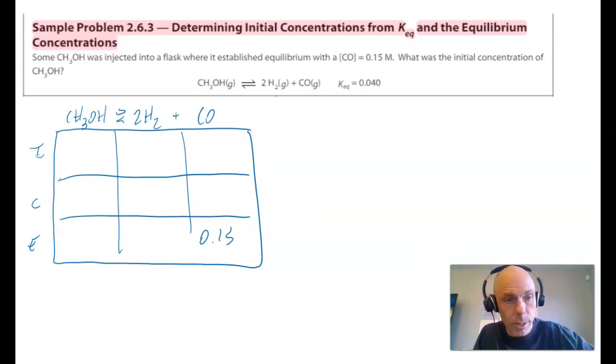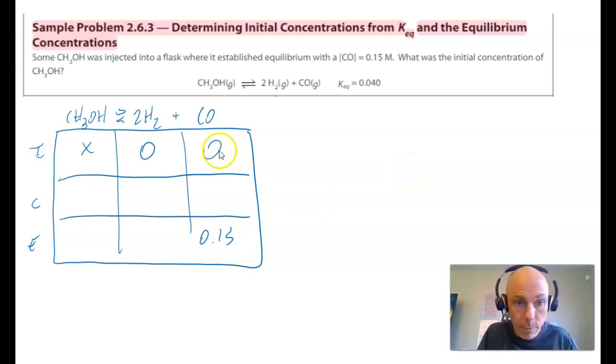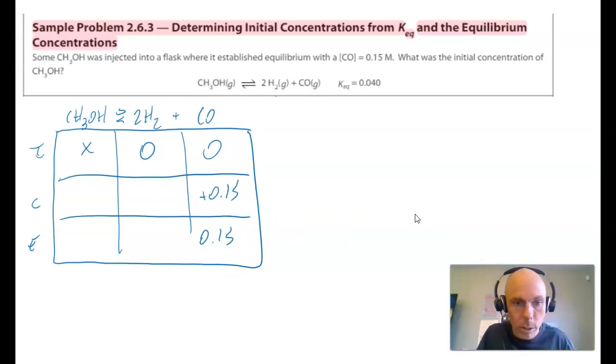I'm solving for the initial concentration of CH3OH, so I'll put an X in there. And again, unless I'm told otherwise, there's no initial concentration of product, so I'll put zeros in there. If we have an initial and equilibrium concentration for any one substance, then we can fill in the entire C row. If carbon monoxide starts out at 0 and ends up at 0.15, we know it had to have increased by 0.15.